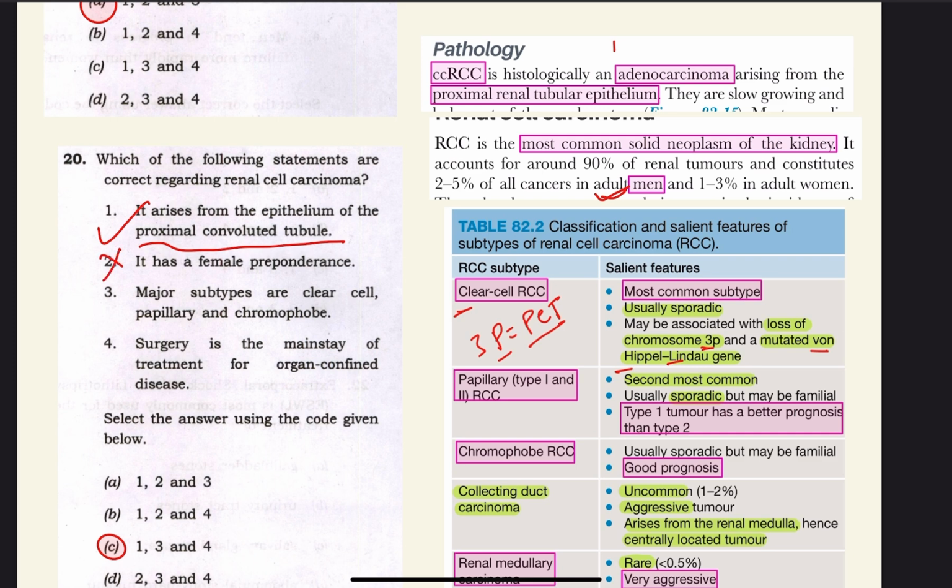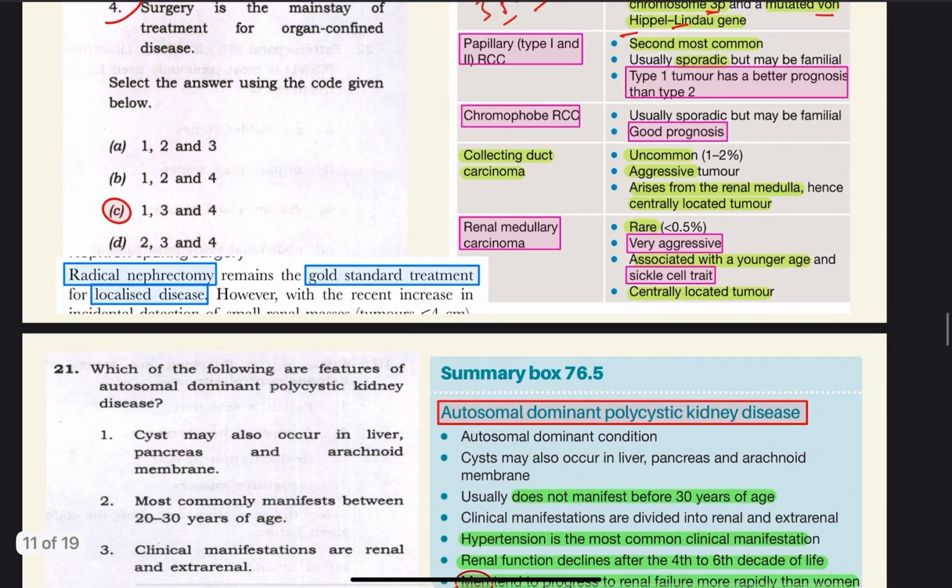So this is wrong. Major subtypes are clear cell, papillary and chromophobe. Yes, these are the types: clear cell, papillary, chromophobe. And surgery is the mainstay of treatment of organ-confined disease. So this is also a direct line. Radical nephrectomy remains the gold standard treatment for localized disease. So option C is the answer.